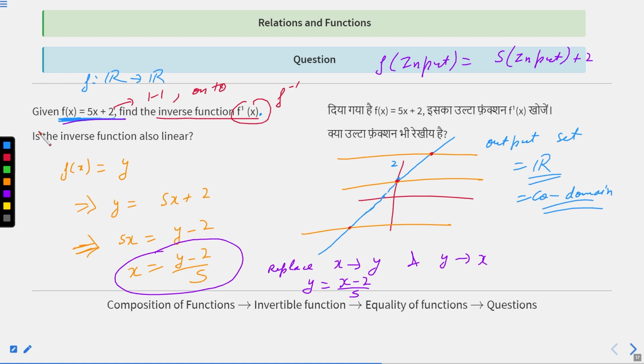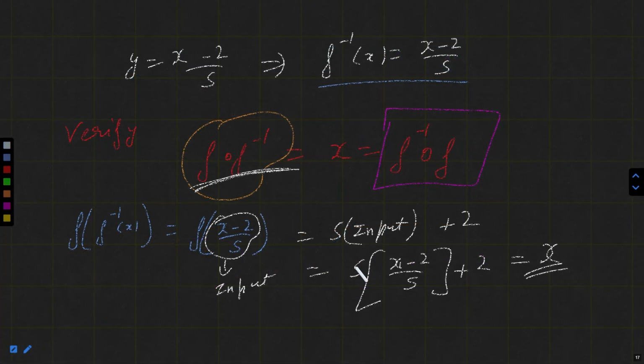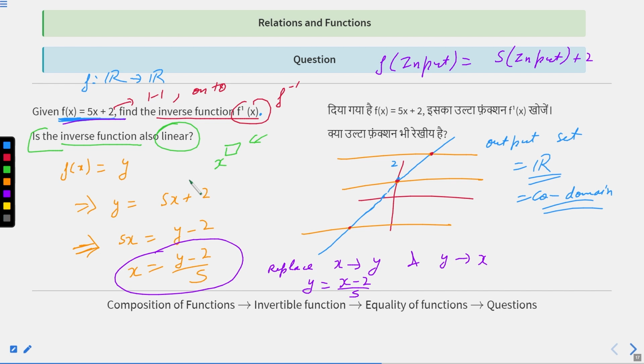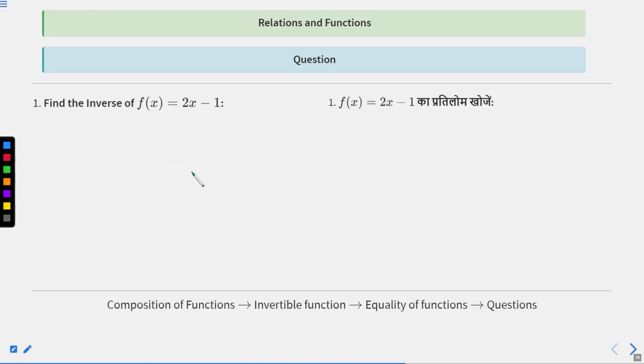Now the second part of this question asks whether the inverse function is linear. When do we say that a function is linear? We say it when the power of x is exactly 1. So as you can see over here, yes, indeed your inverse function is linear. Okay, so let's move to the next.